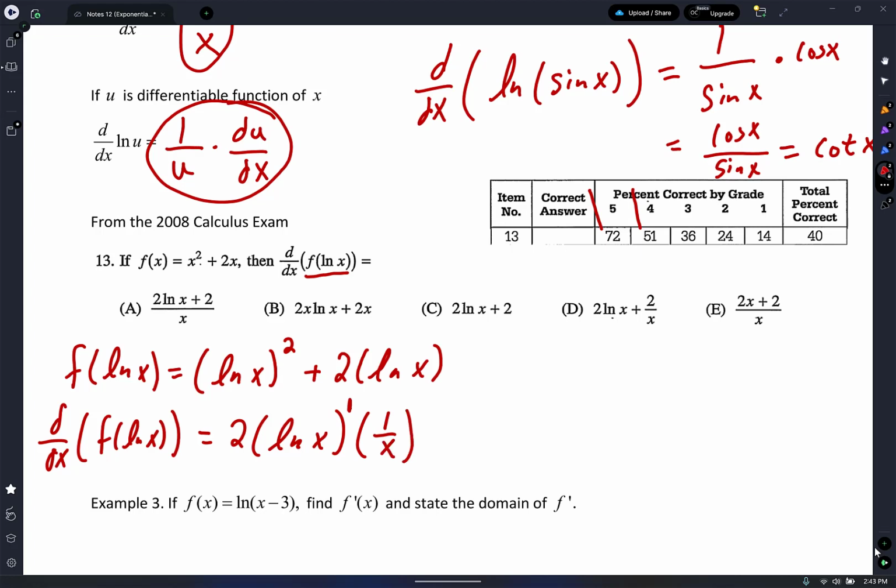No, I still have this 2 ln of x. Plus 2, what's the derivative of ln of x? 1 over x. You're done with calculus. Now you just have algebra. So let's see what all this is.